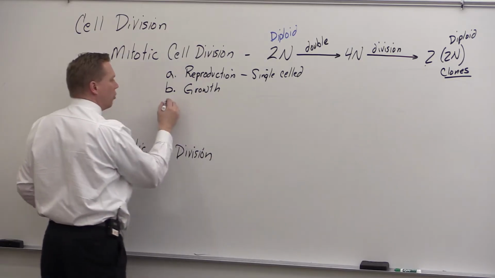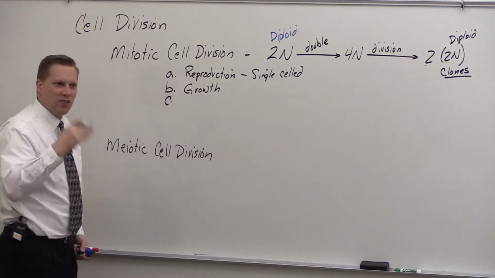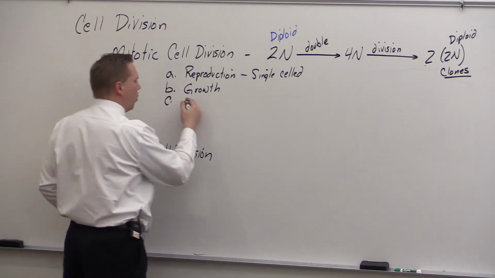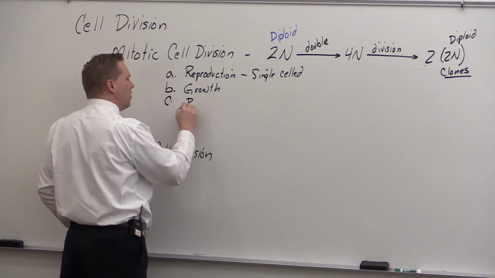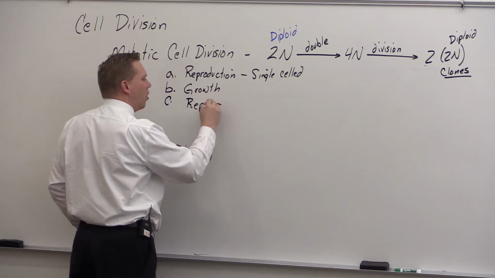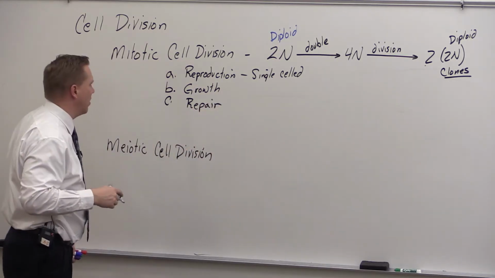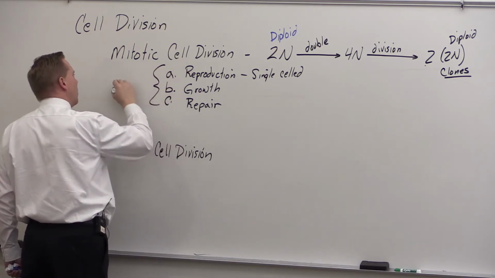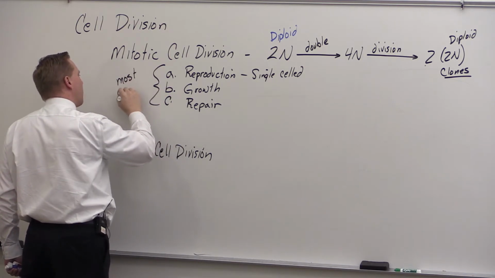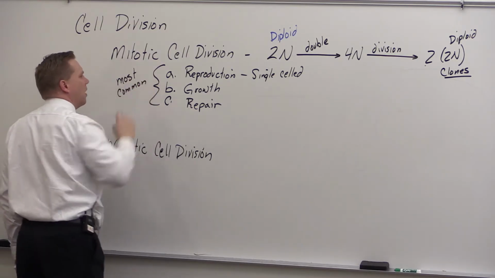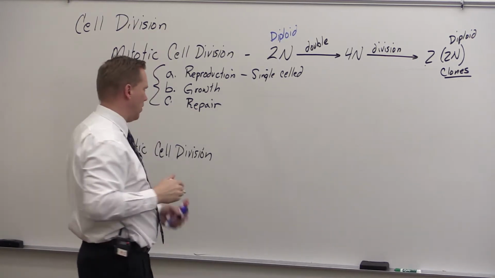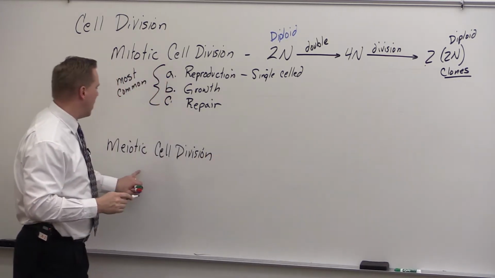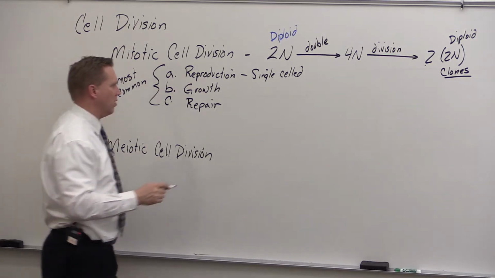So that's the growth. However, when those cells get damaged, when you get a cut or a scrape or internal organ damage, then it is also used to repair that damage. You'll use mitotic cell division. By far and away, mitotic cell division is the most common cell division that occurs. Now, the contrast to mitotic cell division is meiotic cell division.